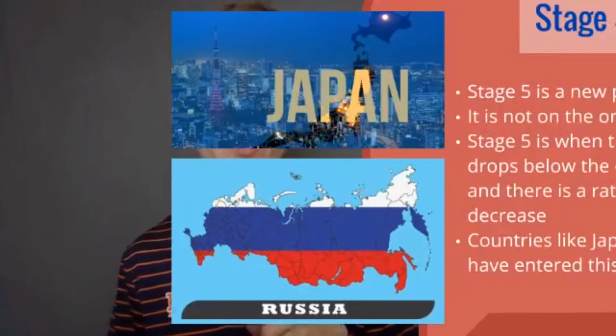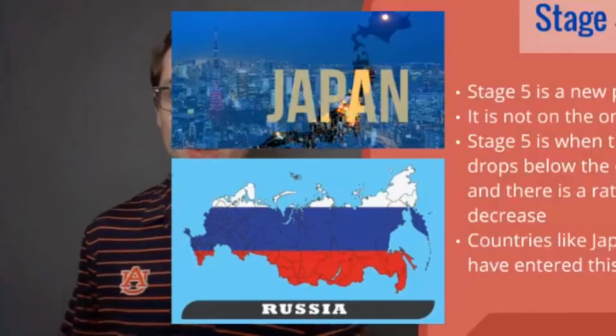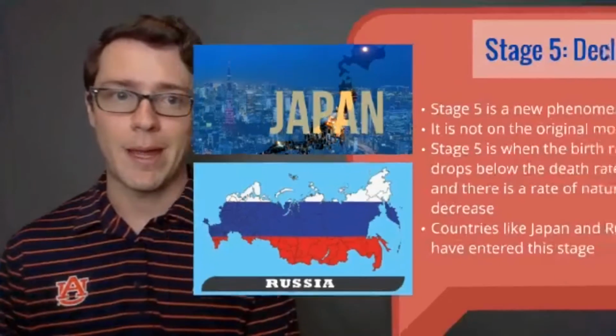And like I said, Japan and Russia, lots of countries in Eastern Europe, are approaching or have entered stage 5. So they're actually losing population. And we'll talk about policies that countries take to try to stop this from happening.